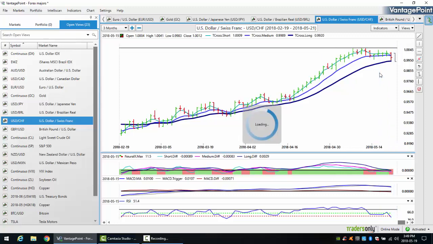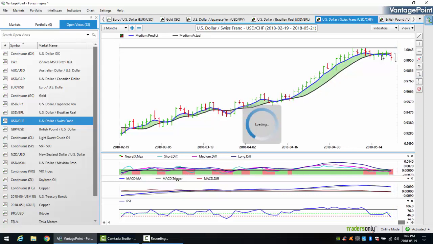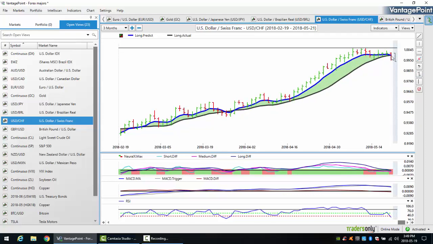When we look at the individual crossovers from VantagePoint, the short term is down with the neural index. When we look at the medium term crossover, it too is moving lower. The long-term crossover, a lot of activity coming in right around this 99.96 area, and we are closing below it. So still quite a bearish setup for this particular pair.